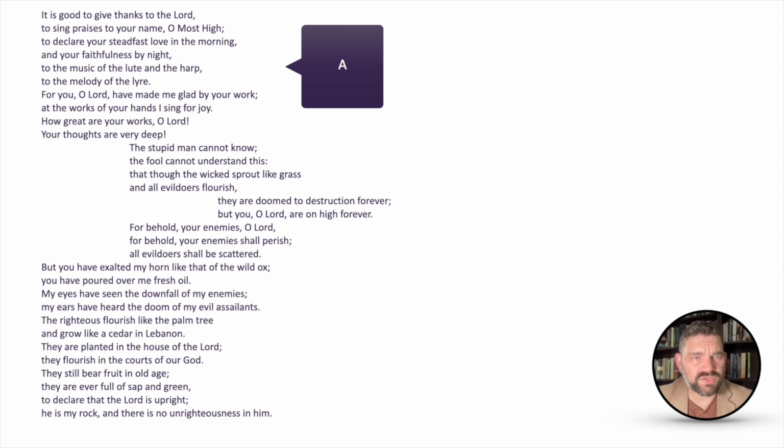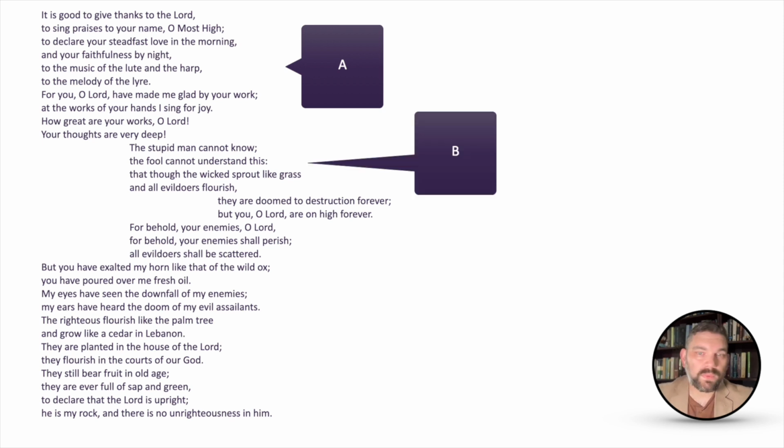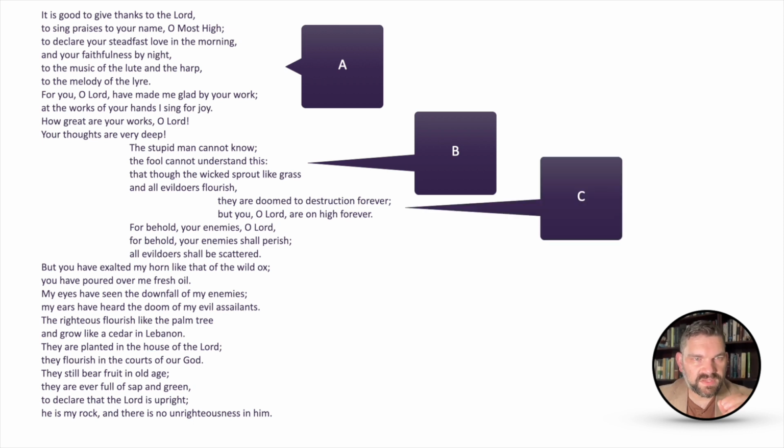Okay, so what about the B section? The stupid man cannot know, the fool cannot understand this, that though the wicked sprout like grass and all evildoers flourish. This is what I would have labeled as a B section. Okay, now let's get to the center, C. They are doomed to destruction forever, but you, O Lord, are on high forever.